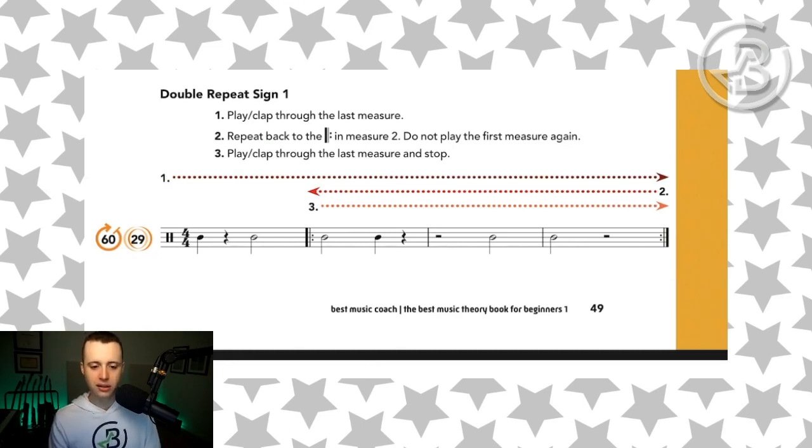So let's tot, here we go. Getting the pulse, looking at the time signature, it's 4/4, so counting is 4. Here we go. 1, 2, 3, 4.